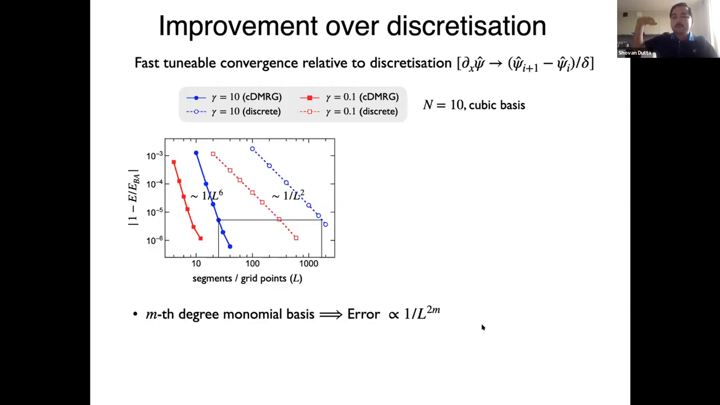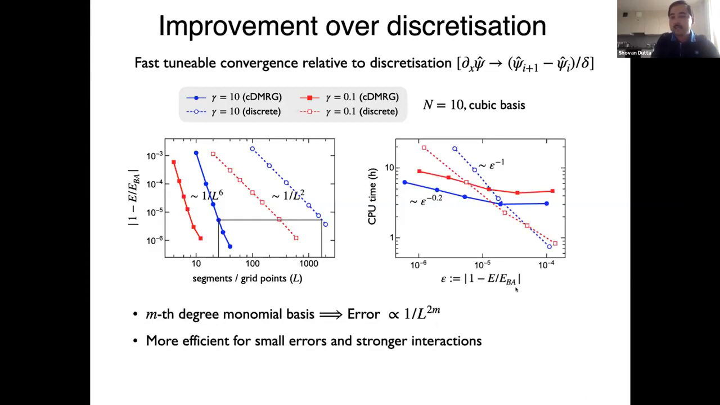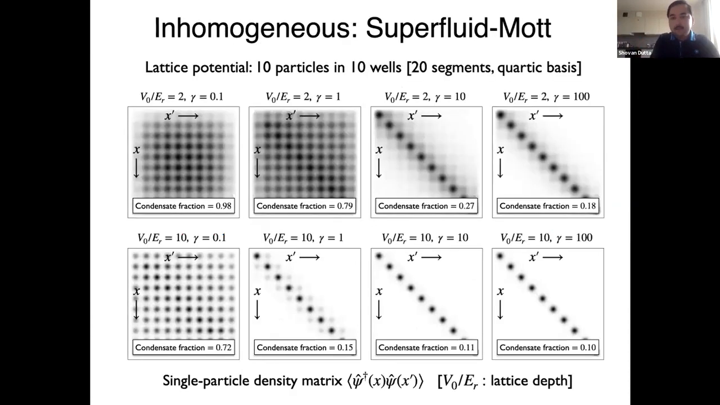But of course, if I increase my basis size, that also adds to the computation time. And so if you look at the computation time versus error, there is still an improved power law, but you get the advantage at small errors. At large errors, you can get by with discretization in less time. It's also more efficient with stronger interactions, where the probability of having more particles at the same place is reduced. Okay, I think I'm out of time.